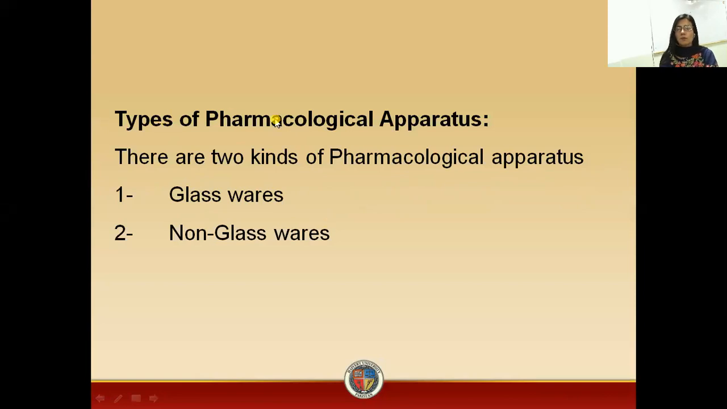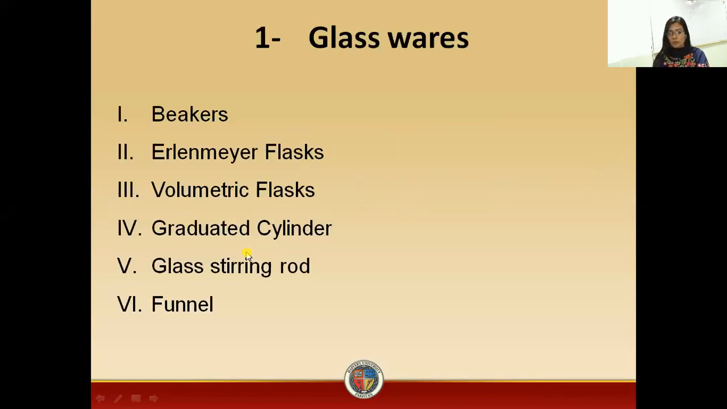What are types of pharmacological apparatus? There are two types of apparatus which you can use in your pharmacology lab. First one are glasswares, then non-glasswares. Examples of glasswares include beakers, Erlenmeyer flask, volumetric flask, graduated cylinder, glass stirring rod, and funnel.